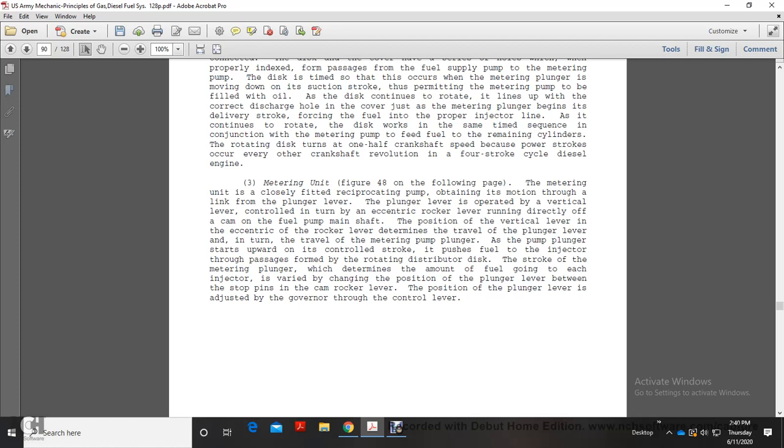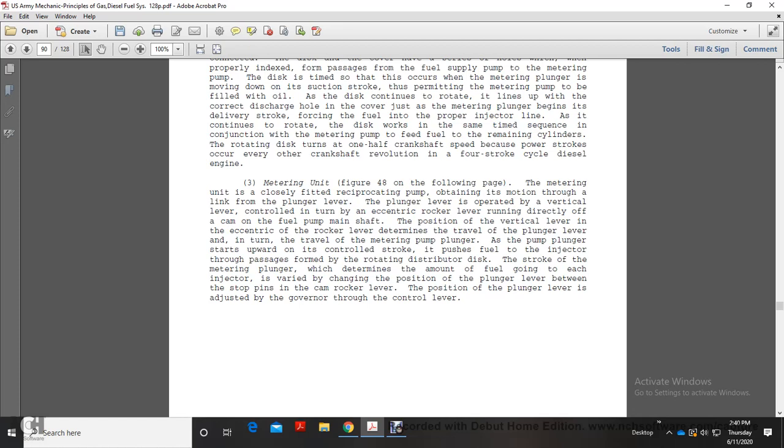Alright, your metering unit, figure 48 on the following page. The metering unit is a closely fitted reciprocating pump, obtaining its motion through the link of the plunger lever. The plunger lever is operated by the vertical lever, controlled by the eccentric rock lever running directly off the cam of the fuel pump main shaft. The position of the eccentric of the rock lever determines the travel of the plunger lever, and in turn the travel of the metering pump plunger.